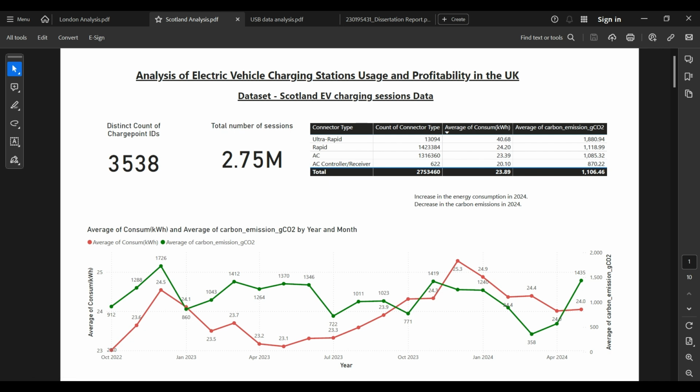This is an overall graph of the sessions carried out in Scotland. As we can see, there is an initial spike in the winters, and as we go forward to summer, the emissions are lowered, and so does the energy consumption.